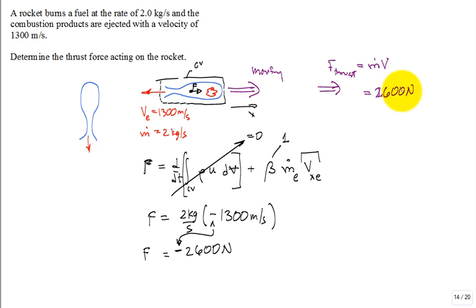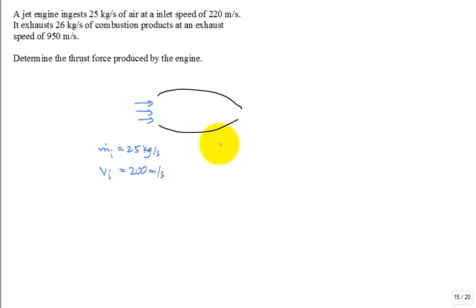All right. Here's another problem. I have a jet engine. It ingests 25 kilograms per second of air. So here's my jet engine, a fancy looking jet engine. And we have air coming in here. The mass flow rate of the air coming in is 25 kilograms per second. And the inlet speed, V inlet, is equal to 200 meters per second. And which direction is it? Well, this is the positive x direction, okay? And so that's equal to Vx in, and it's positive 200 meters per second.